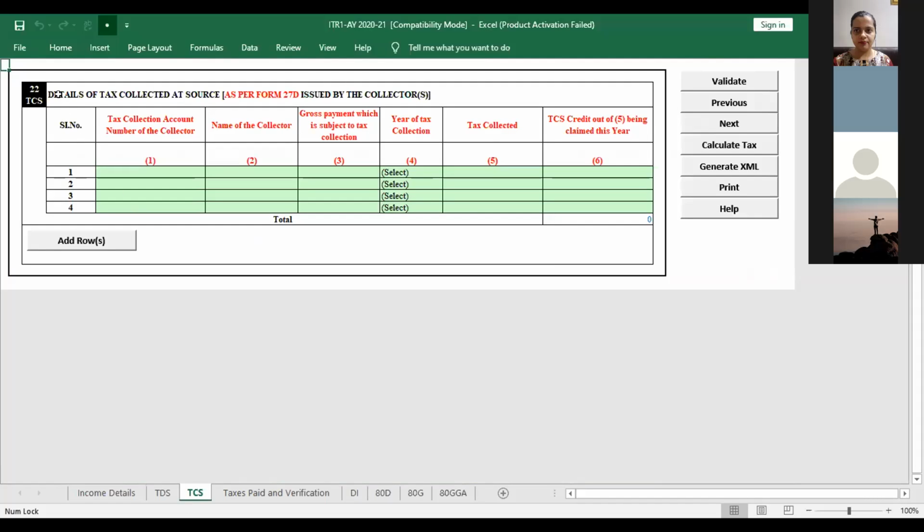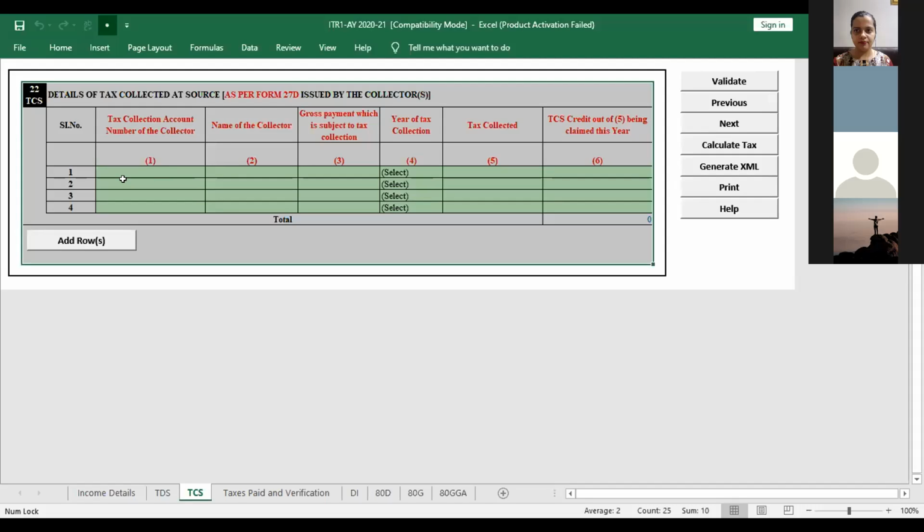Now, there is also something called tax collected at source, TCS. Tax deducted at source and tax collected at source. Form 27D is the certificate for TCS. Please remember the form numbers. They are very vital. You have to know which number goes where. So Form 26AS, and Form 27D is your TCS certificate.